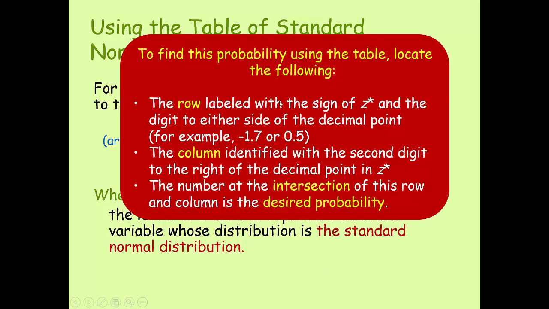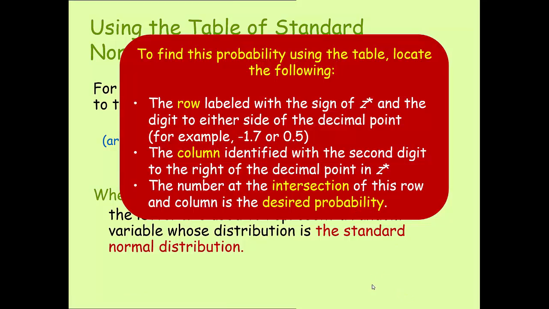So what we do when we look at this table, and you're going to see an example here in a minute, is look at the row labeled with the sign, this z-star, and the digit to either side of the decimal point, which is how we find the whole number and then the first decimal place, like negative 1.7 or 0.5. Then the column gives the second digit. So you're looking at a row and the intersection of the column, and where this intersection is gives you an actual probability.